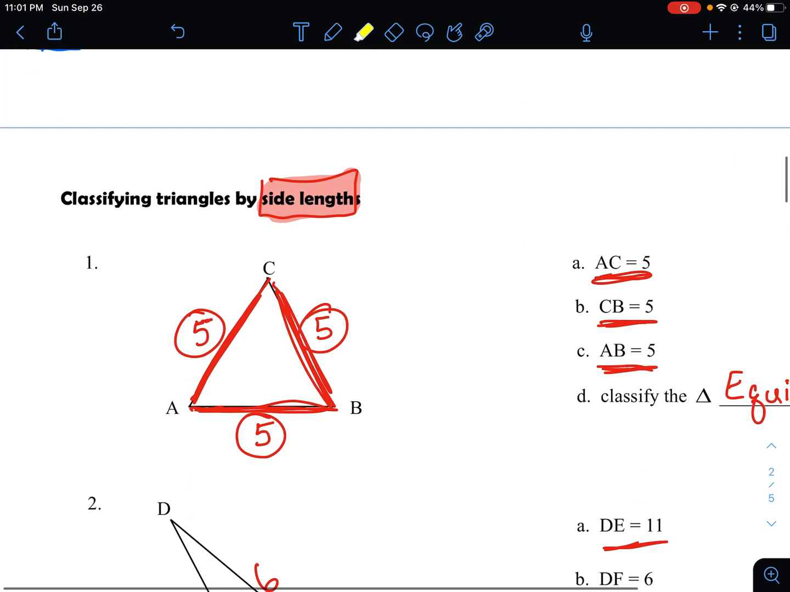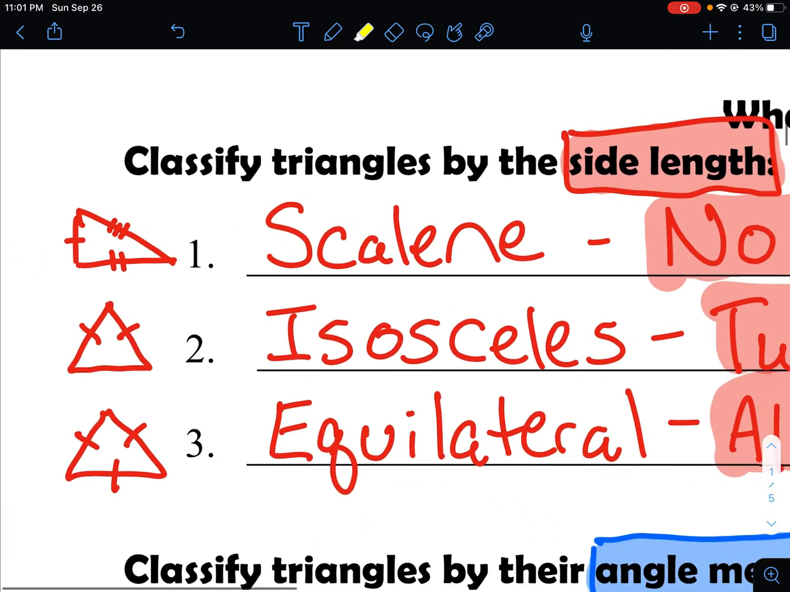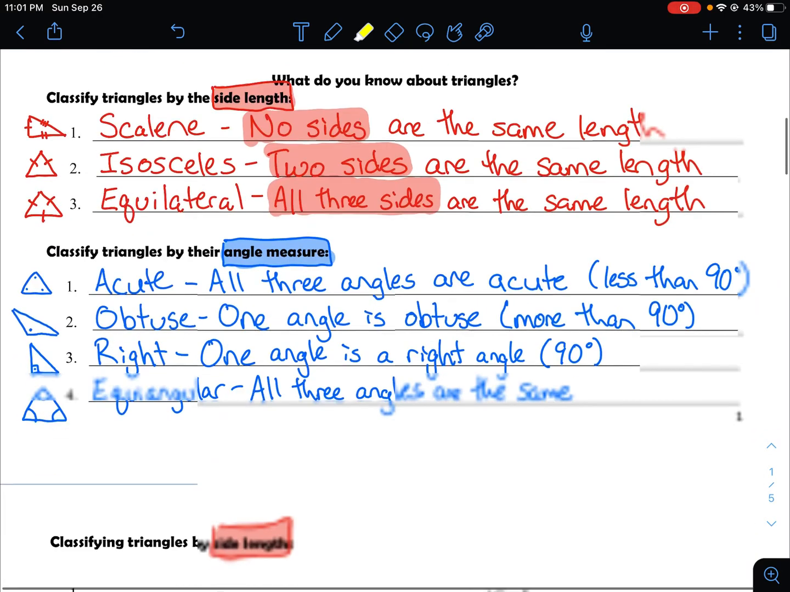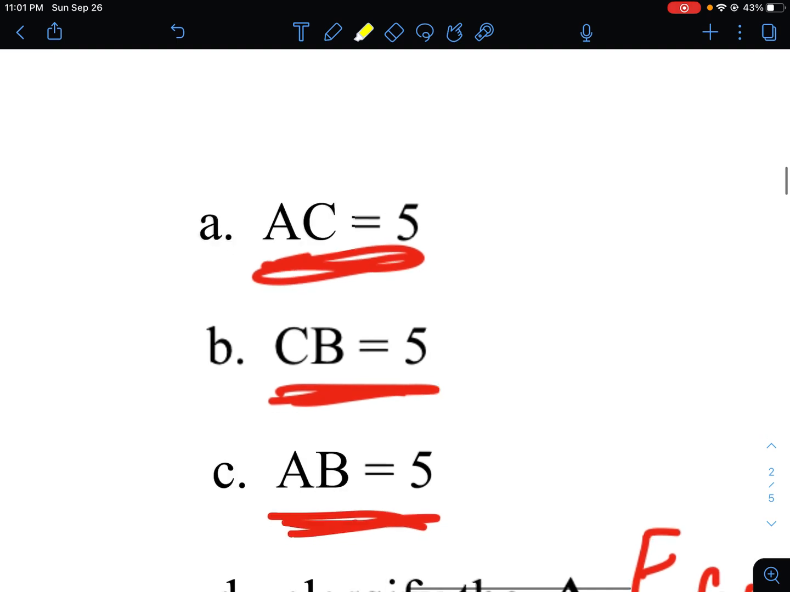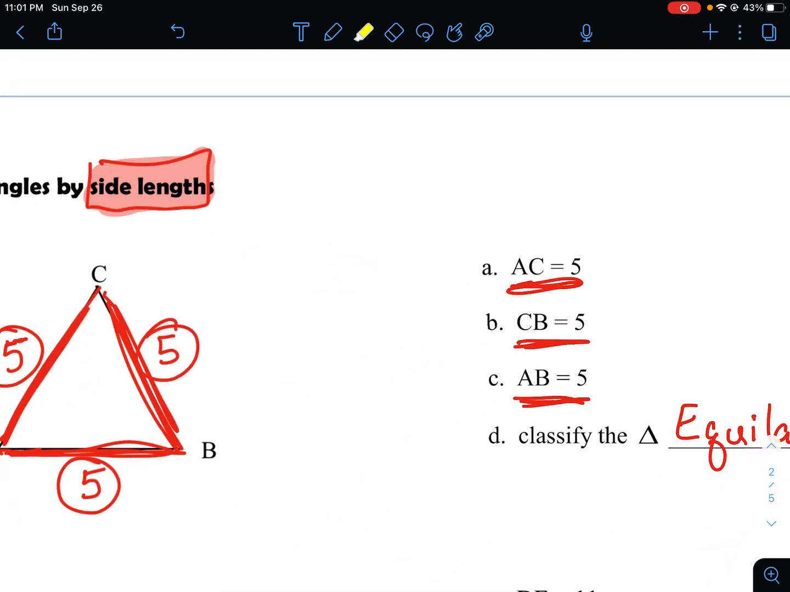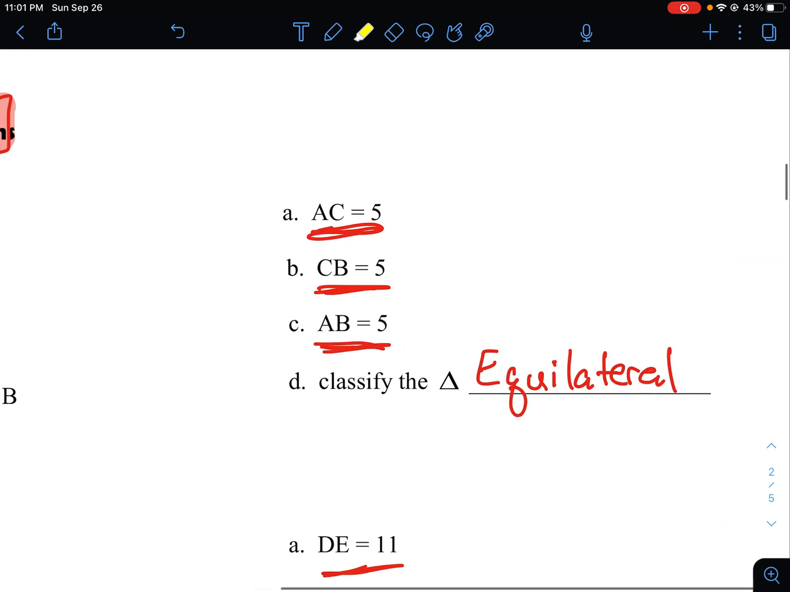Okay, so what you'll see is examples that say something like this. Classify the triangles by side lengths. So my answers are going to come from here, my side length section. If all three sides are different, it's scalene. If two out of the three sides are the same, it's isosceles. If all three are the same, it's equilateral. So we can see here it says AC is 5, CB is 5, AB is 5. So all three sides are 5.